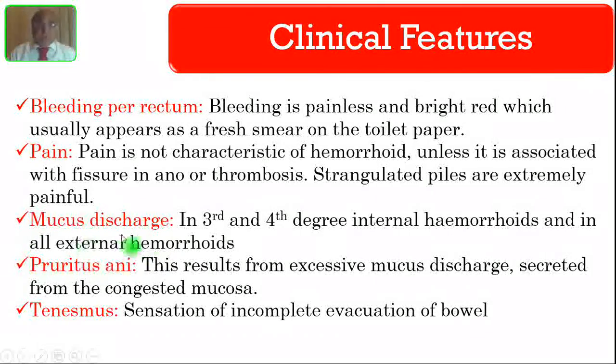There will be mucus discharge in case of third and fourth degree internal hemorrhoids and in external hemorrhoids. Pruritus ani will also be there in cases of third and fourth degree internal hemorrhoids and in external hemorrhoids, because this mucosa will be prolapsed outside and that will produce the itching sensation around the anus region. And the patient also will have tenesmus, that is sensation of incomplete evacuation of the bowel. This is also one of the symptoms in hemorrhoids.